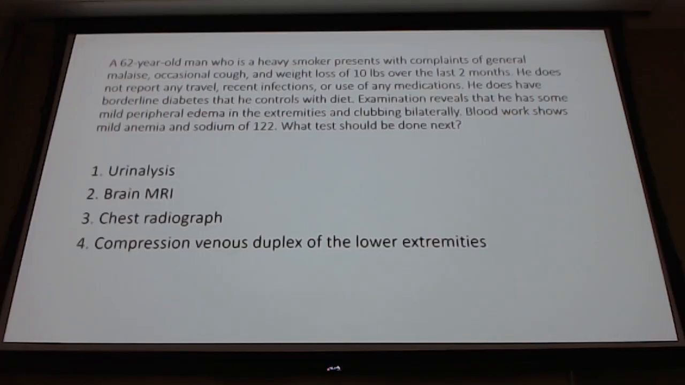Makes sense? Okay, you have a 62-year-old man who's a heavy smoker. Presents with general malaise, occasional cough, weight loss of 10 pounds over the last 2 months. He does not report any travel, recent infections, or use of any medications. He does have borderline diabetes that he controls with diet. Examination reveals some peripheral mild edema in the extremities, clubbing bilaterally. Blood work shows mild anemia, and sodium of 122. What do you want to do next?